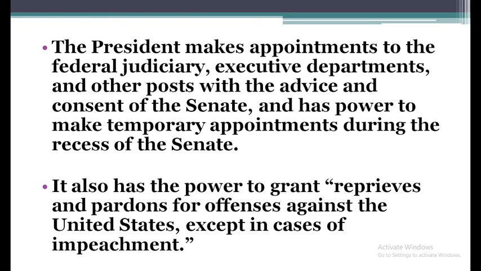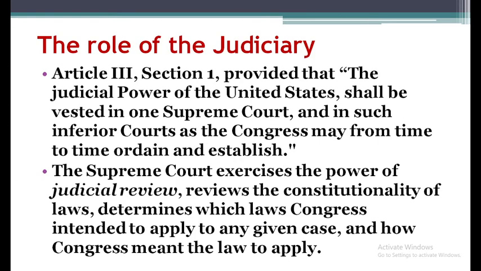This power of pardoning for offenses is with the President alone, and no other position or no other officials in the American political setup has this power. Now let's come to the role of the judiciary.